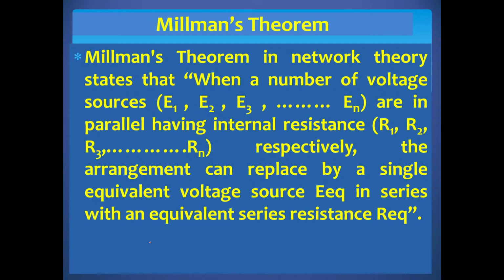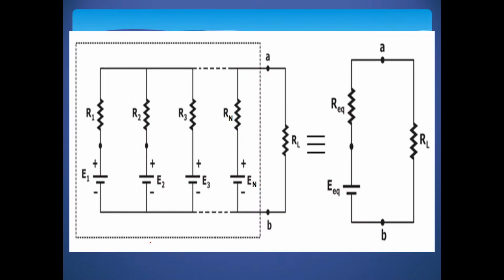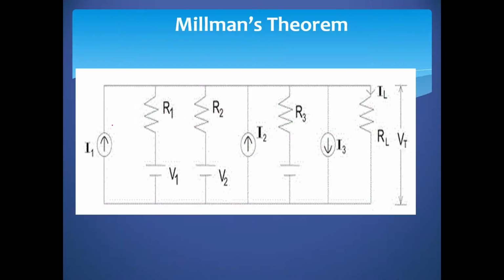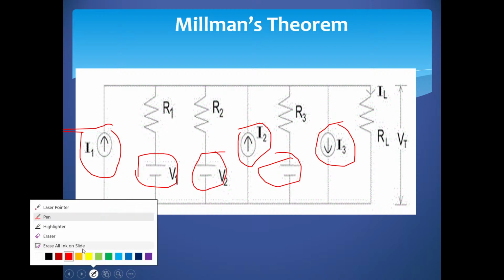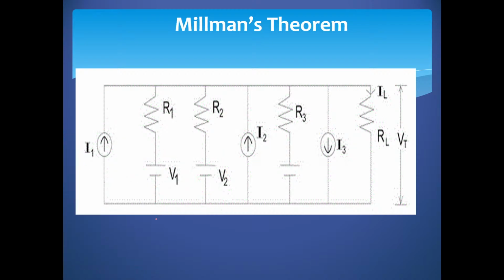So I have one circuit here. You can see in this circuit there are current sources, isn't it? These are the current sources, as well as voltage sources. So this Millman's theorem is not only applicable to a circuit in which voltage sources are connected in parallel, even a circuit can have a combination of both parallel-connected voltage sources and current sources.